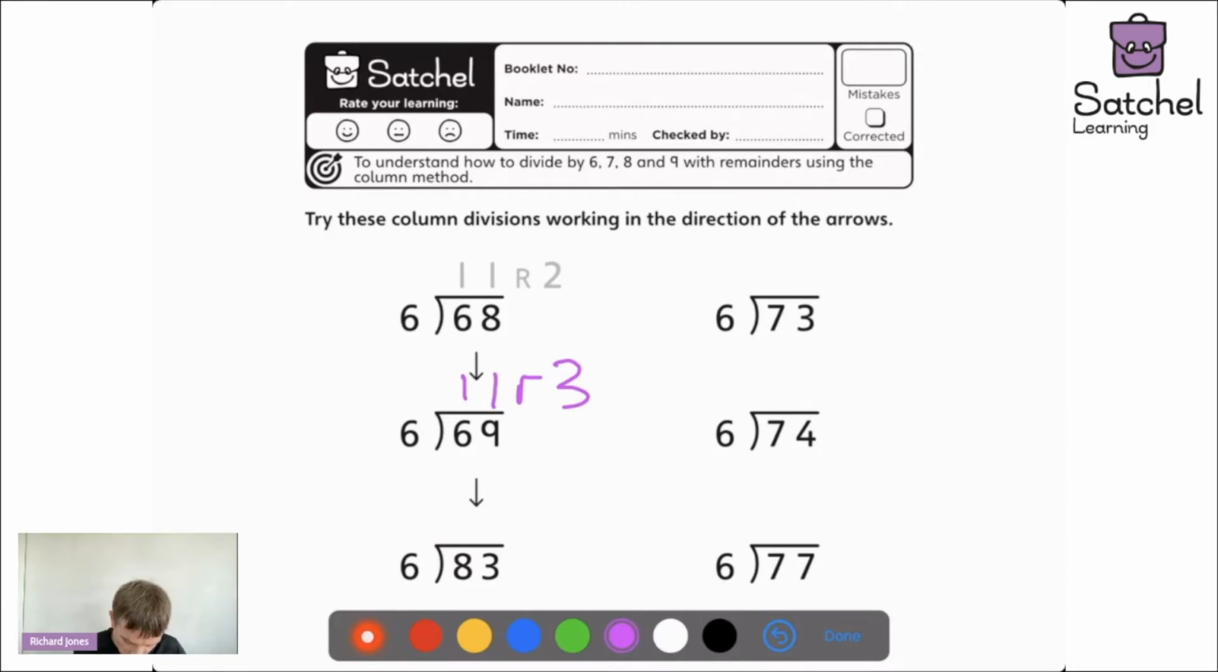If we look at another example, we've got this one here. We've got 7 divided by 6 is 1, remainder 1. The 1 goes there to create 13. And then we do 13 divided by 6 is 2, remainder 1. So that's what they move on to next.